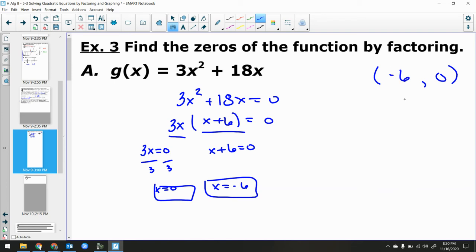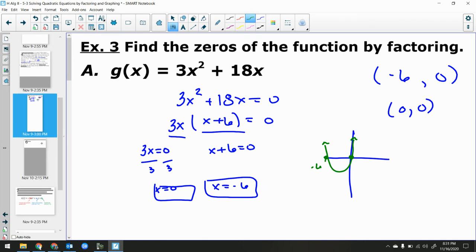But we have -6, 0, and then 0, 0. So what that means, now that we know about all of this, is that those are the values. It's running through 0, 0, and at -6, 0, right? We know that it's facing up, right? And we could figure out what the axis of symmetry is by taking -b over 2a. So we're basically accumulating things that we know about how to graph it by hand.